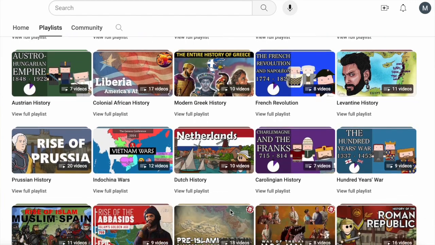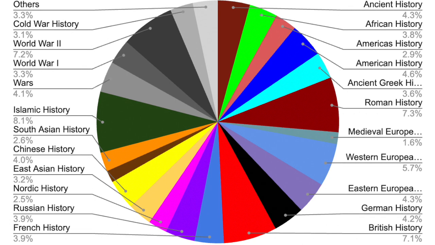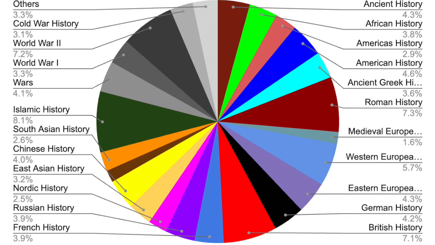To start off, this is the first chart that we are looking at. As you can see, there are a lot of colors, so we will go through each one. First of all, we found that 4.3% of the videos covered ancient history. Another 3.8% covered African history. 2.9% covered the Americas' history, although keep in mind the Americas is not including the United States, because the United States, for their part, got 4.6%.